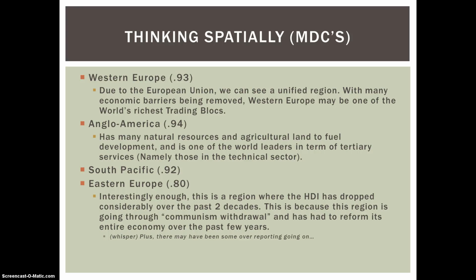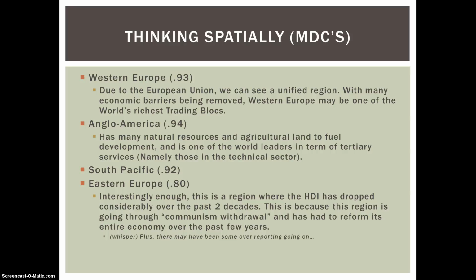So let's start off with the regions that are considered more developed, and let's start off with Western Europe, which has an HDI of 0.93. And for this, due to the European Union, we have noticed a more unified region in an area that has been in turmoil over cultural and ethnic differences in the past. With many of the economic barriers being removed in the area through the European Union, Western Europe has become one of the world's richest trading blocs, and that's one of the reasons why it can sustain such a high HDI.